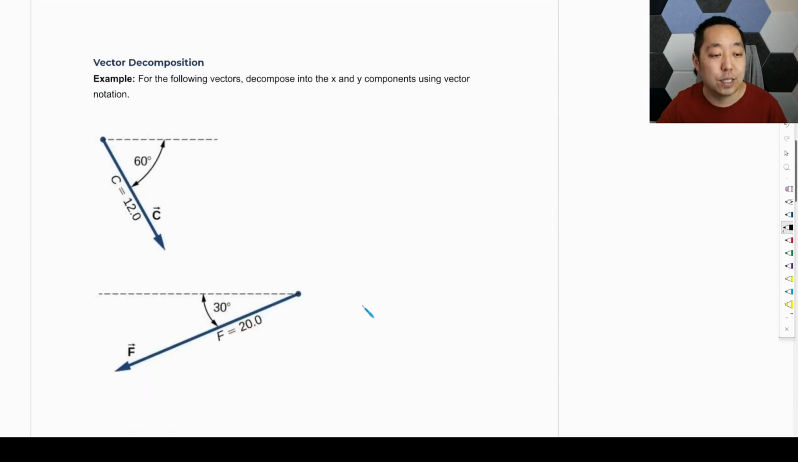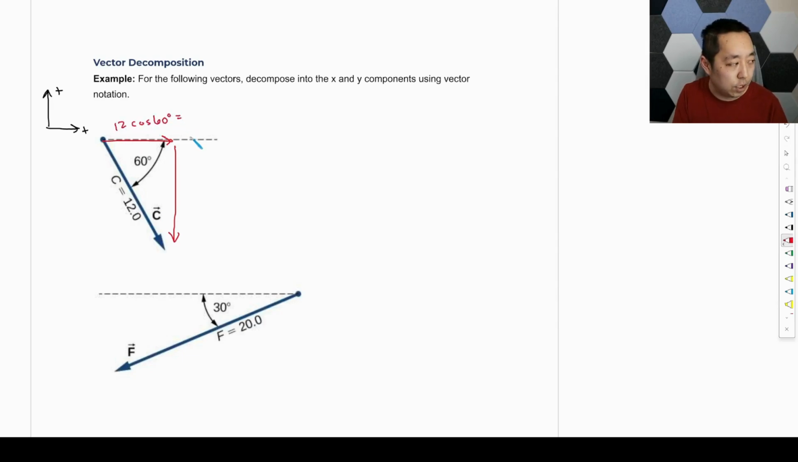So let's look at a few examples where we do vector decomposition, and then we want to write the result using vector notation. For all of these, we'll assume right is positive and up is positive. So if we do a vector decomposition of this one, we're going to decompose it. This is the hypotenuse, so this is going to be 12 cosine 60 degrees. And cosine of 60 is 1/2, so this is going to be 6. And this is going to be 12 sine 60 degrees, just like we did vector decomposition before.